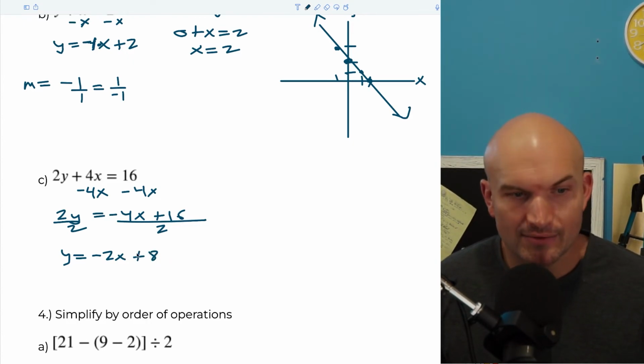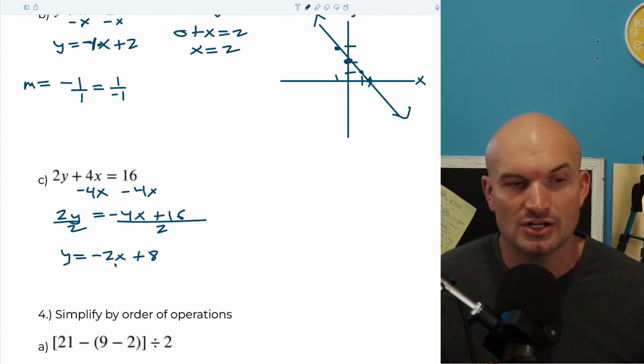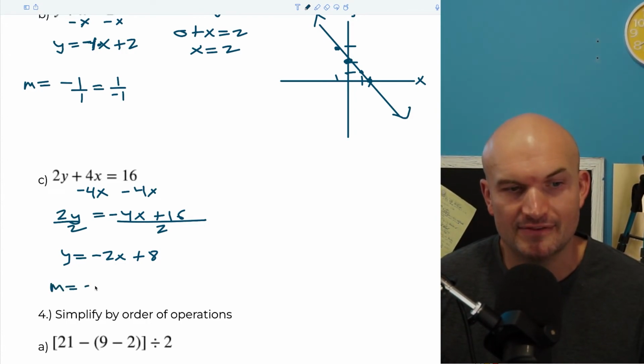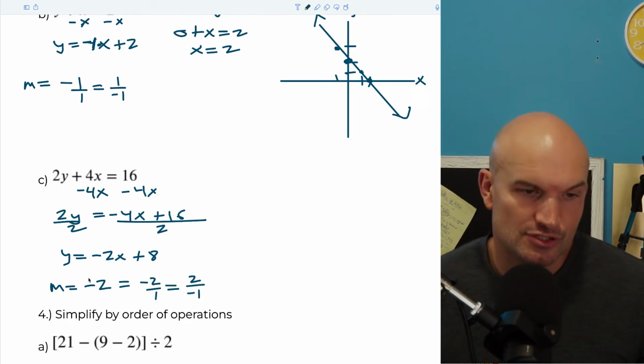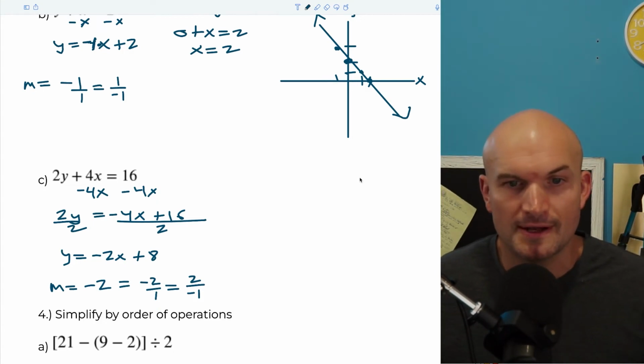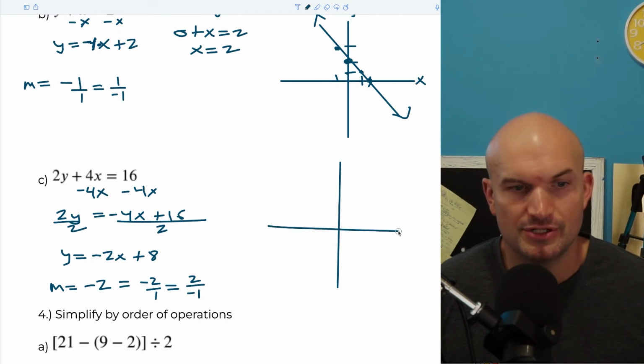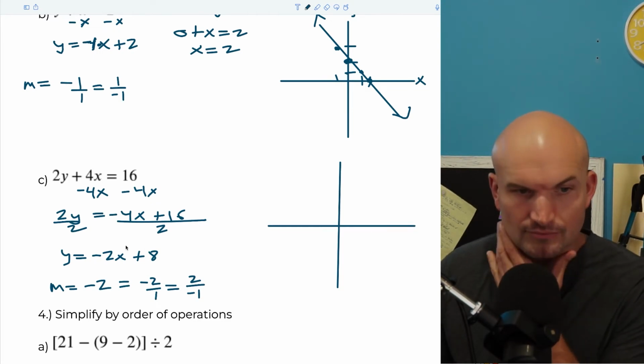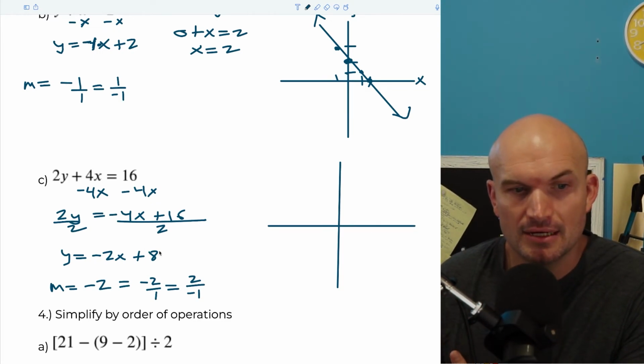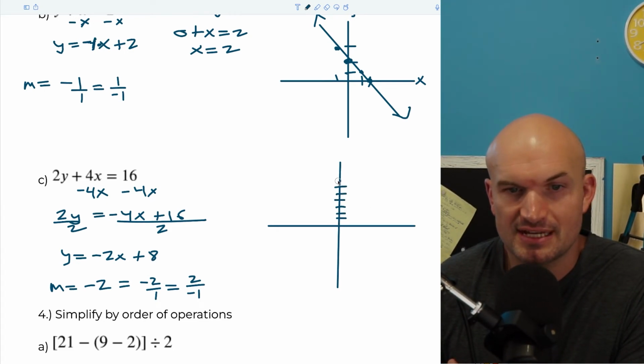All right. So again, we have this issue with a number for our slope. So m equals negative 2. Well, again, we can rewrite that as negative 2 over 1, which we can also write as 2 over negative 1. So just remember, all those are going to work, and they're interchangeable with each other. Then what I want you to do is find the y-intercept, which in this case is going to be 8, right? So it's (0, 8). So we go 1, 2, 3, 4, 5, 6, 7, 8.